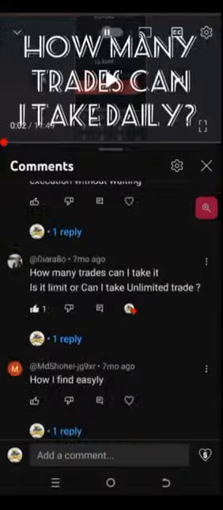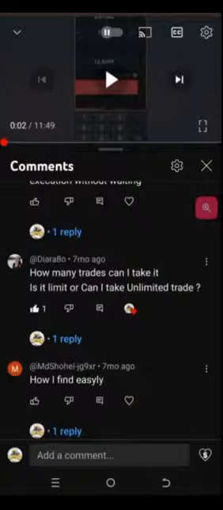It says, how many trades can I take? Is it limited, or can I take unlimited trades? Actually, you can take as many trades as will get executed with limit order. Now, like I said, depending on the volume, the liquidity, and the movement of price, your trade can get executed within minutes, right? And once it gets executed, you can take out another trade. You don't have to wait like just one trade a day. No, you can do several trades within a day. It's unlimited, right? You can take it as many times as you want. As long as it gets executed, you can definitely get it done.